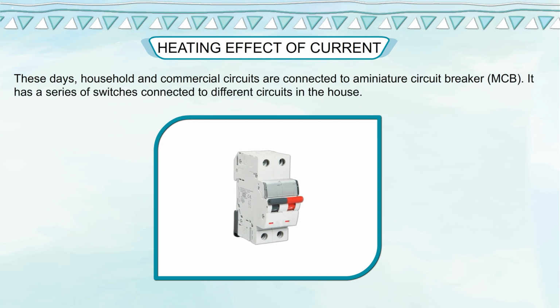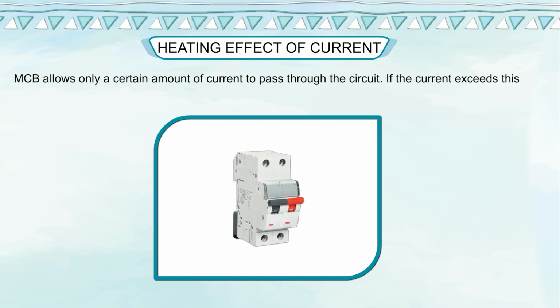It has a series of switches connected to different circuits in the house. MCB allows only a certain amount of current to pass through the circuit. If the current exceeds this limit, the supply is cut off.